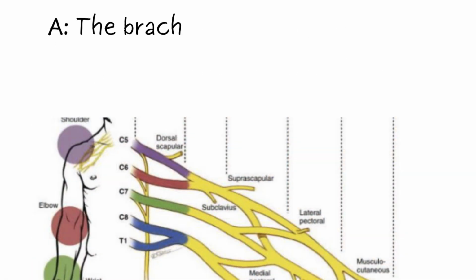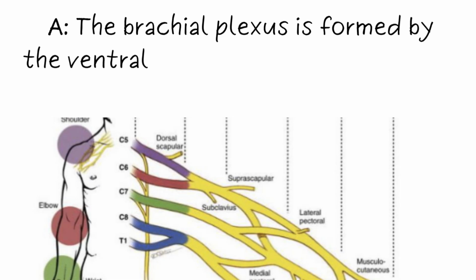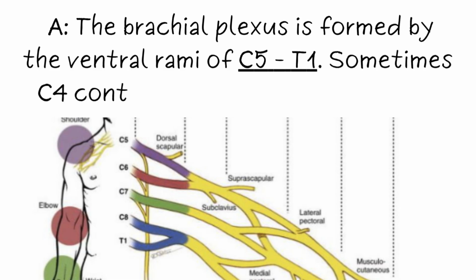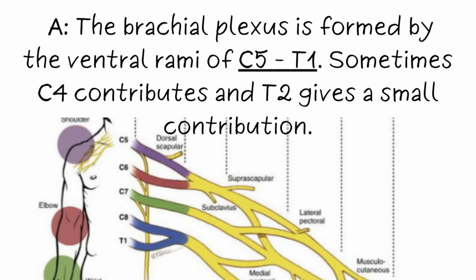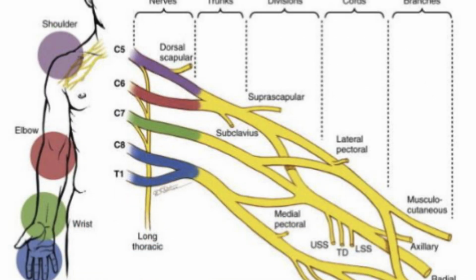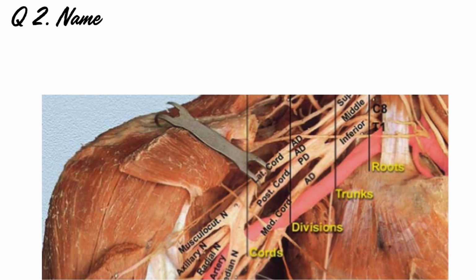The answer: the brachial plexus is formed by the ventral rami of C5 to T1. Sometimes C4 contributes and T2 gives a small contribution. Why it matters? If you know the roots, you can predict which muscles are affected in any level of injury.